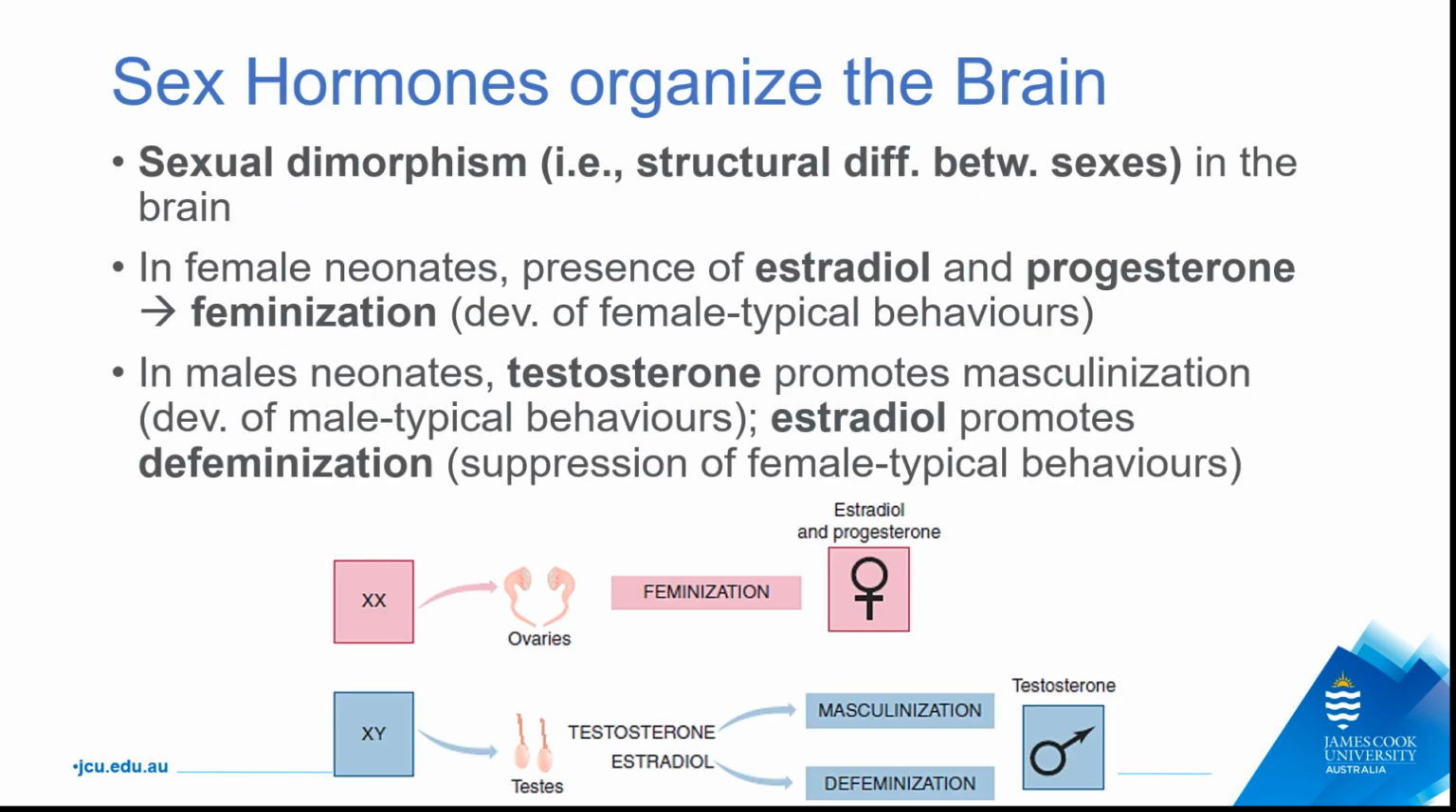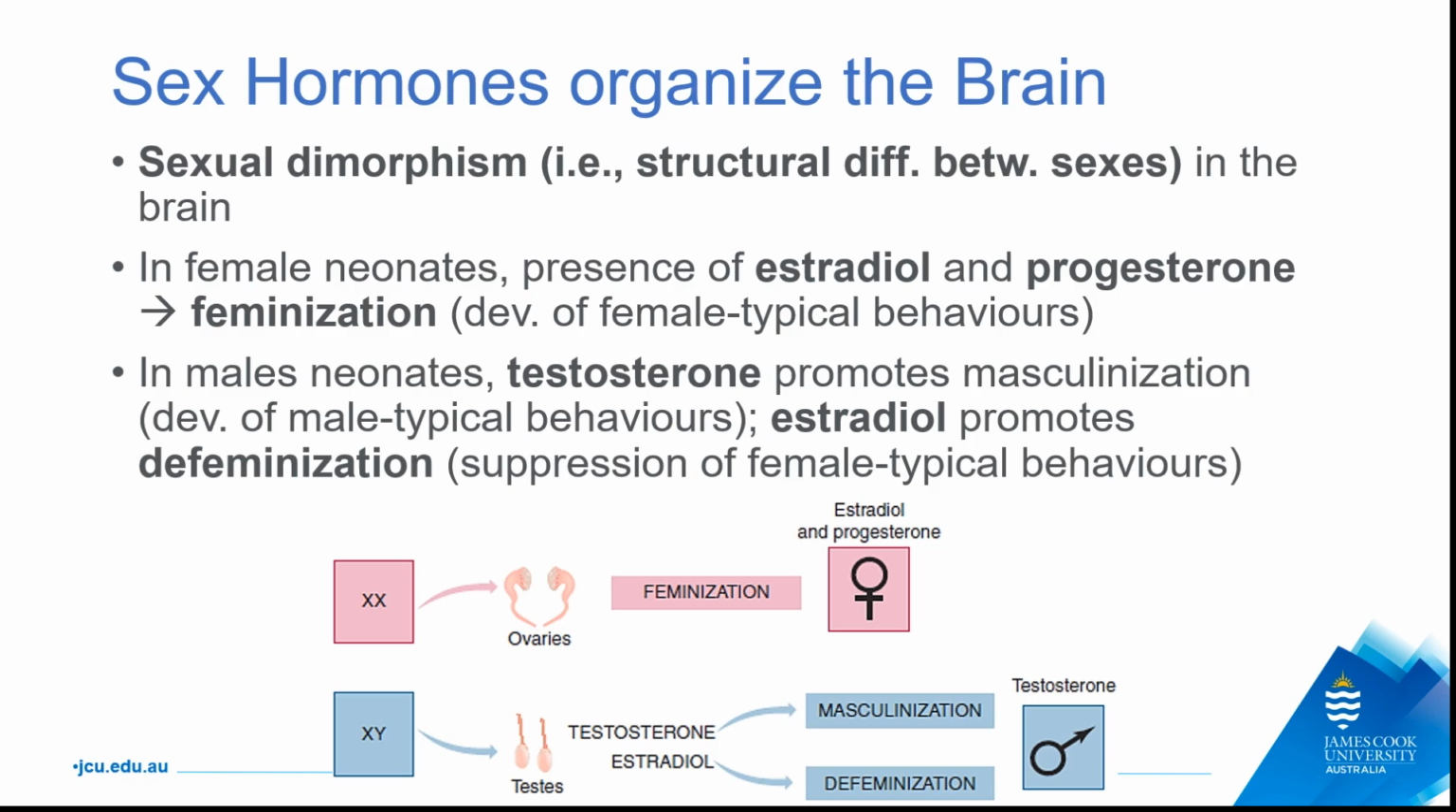Then we have this thing called sexual dimorphism, which is just an extension of our differences in height. Whenever we talk about dimorphism, we're talking about structural differences. Di means between, so between the two sexes. And specifically, we want to talk about it in the brain in the following slides.